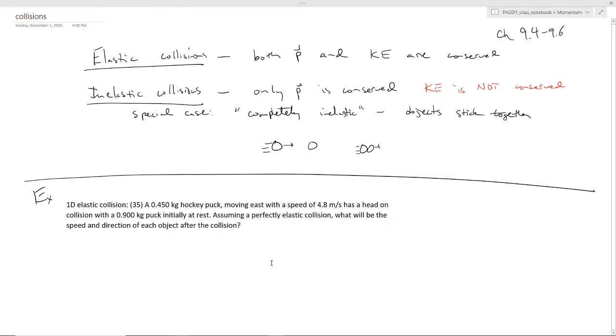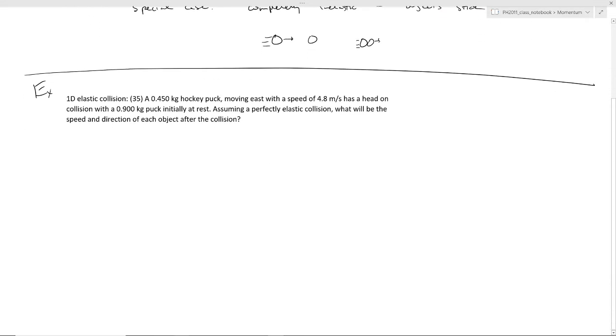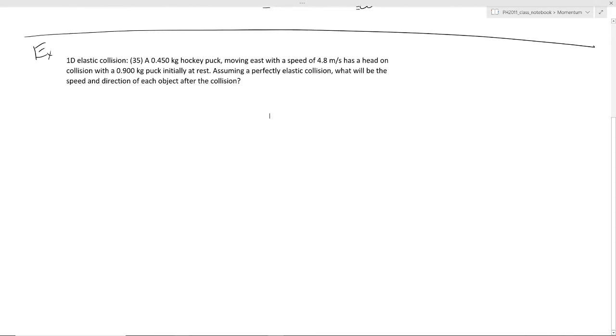So, okay. Like I mentioned, this question is perhaps a little bit silly. I don't know why the hockey pucks have two different masses, but this gives us a chance to practice. So let's draw a cartoon here of what's going on. We have a hockey puck that's moving with some initial speed of 4.8 meters per second. Oh, and I should say, this will be a one-dimensional problem.